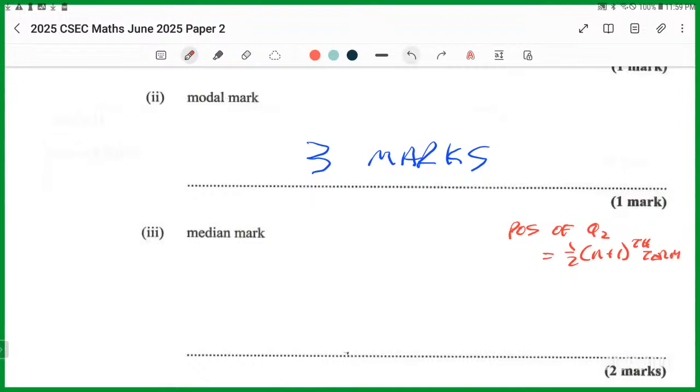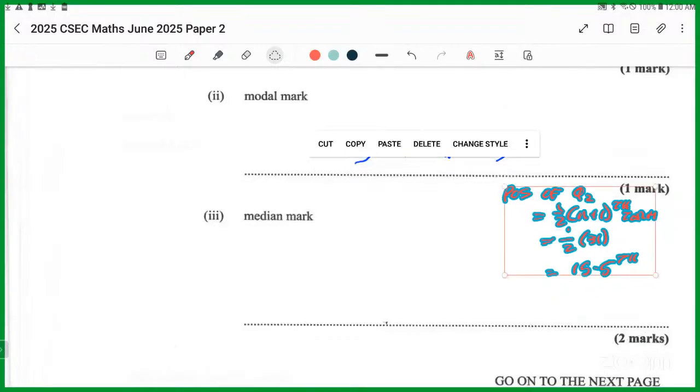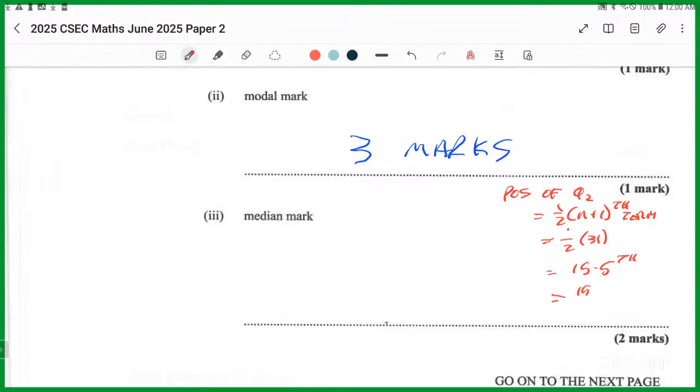N is 30, so it becomes half of 31, and so that is the 15.5 term. The 15.5 term is the average of the 15th and the 16th term. We could have known that without doing this calculation, as 30 is an easy number to work with. So that becomes 15 plus 16 divided by 2 terms in the middle. We have an even number of terms, so it is the average of the 2 terms in the middle.